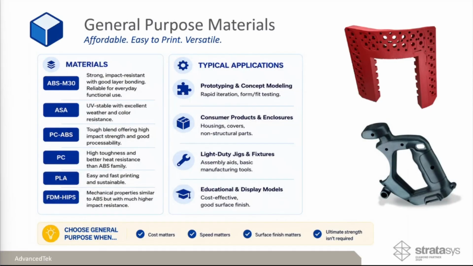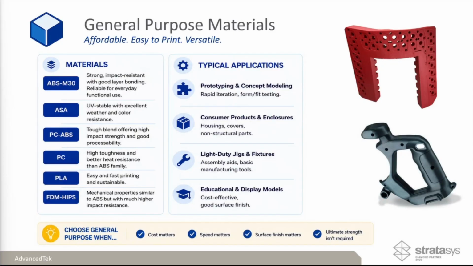Your general purpose materials, you start off with your ABS M30, strong impact resistant with good layer bonding, reliable for everyday functional use. It's a great all-around material, ideal for functional prototypes, jigs, fixtures, manufacturing tooling.